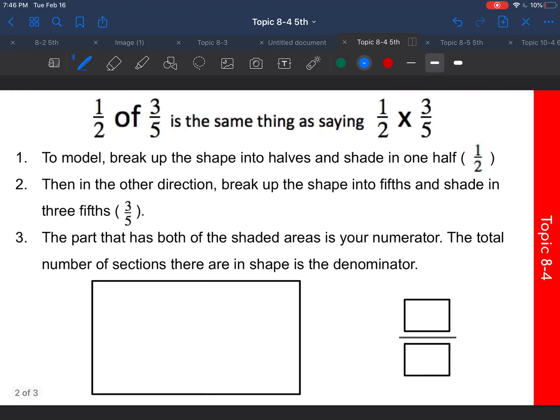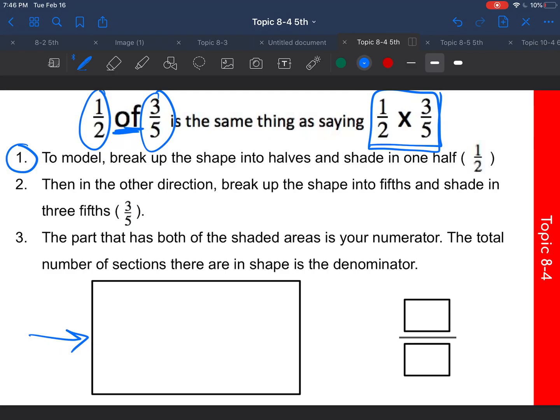So let's look at another example. All right, and again, on your notes, you're going to have just a blank square. Don't worry about shading it in. I just want you to watch me do it so that you understand. So half of 3/5, and we learned that of basically it's the same thing as just saying half times 3/5. So step number 1, to model, break up the shape into halves and shade in 1/2 because the 1 is the numerator. So I can break it vertically into a half.